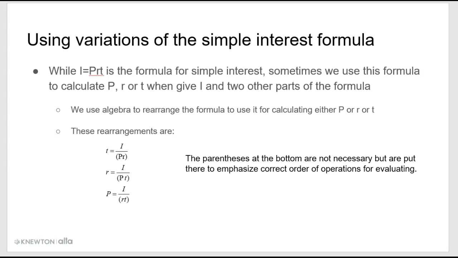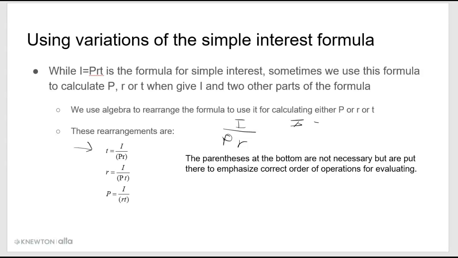But what if I have the interest and I have the principal and rate and want to know how long it takes me to make that much money? So the interest is the amount of money I make on an investment. So I would solve for time this way. I would take the interest and divide by the product of the principal times rate. Now, you have to be really careful when you see I over PR.